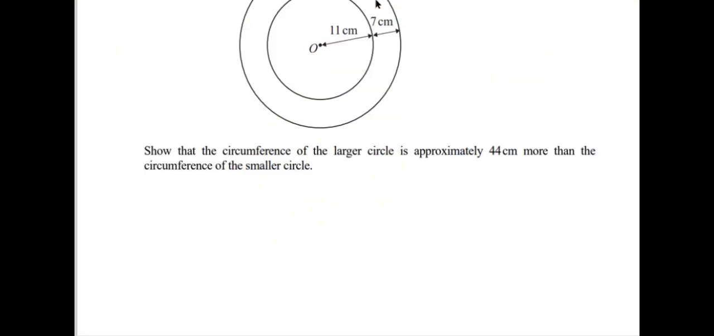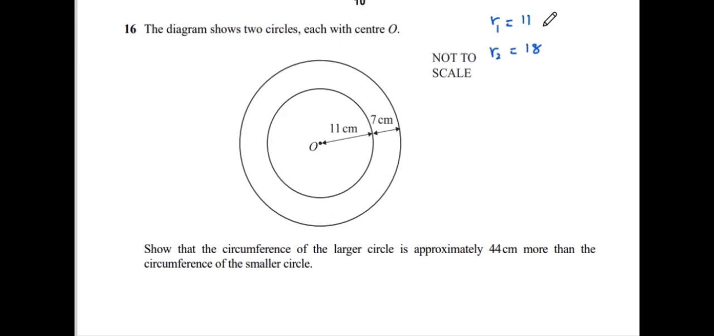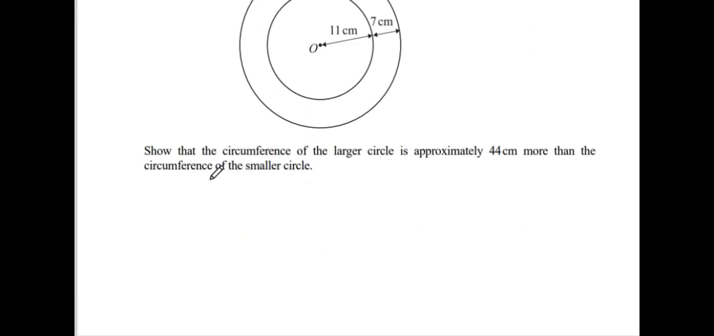Having known the radius of the circles, now let us look at the question. They say that show that the circumference of the large circle is approximately 44 cm more than the circumference of the smaller circle. Okay, so with this, let's call the larger circle circumference C2, because we have already used R2 as the radius of the larger circle. So C2 is going to give us 2 pi R2. Okay, so with that, I have 2 times 22 over 7 times 18.